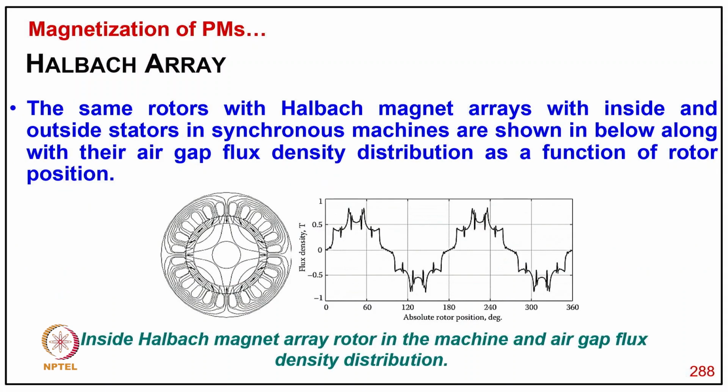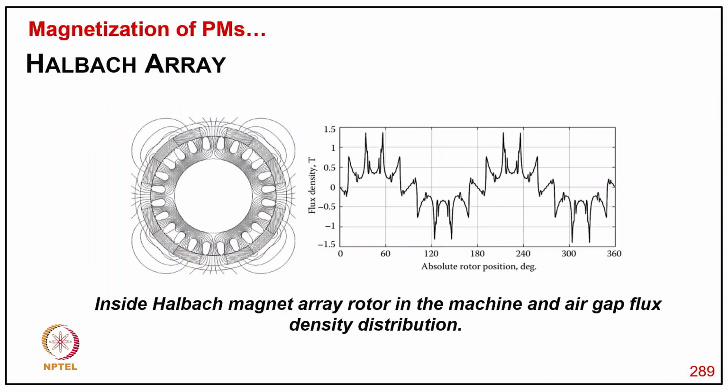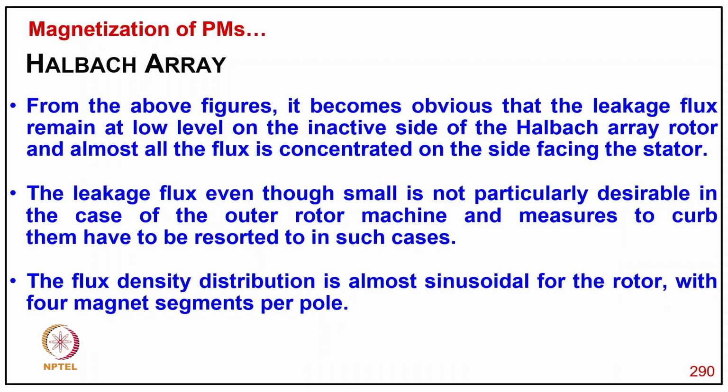And this is typically the same rotor with a Halbach magnet array inside the outside-stator synchronous machine, shown below here with the air gap flux density distribution as a function of rotor position. And this is the inside Halbach magnet array rotor in the machine and its air gap flux density distribution.